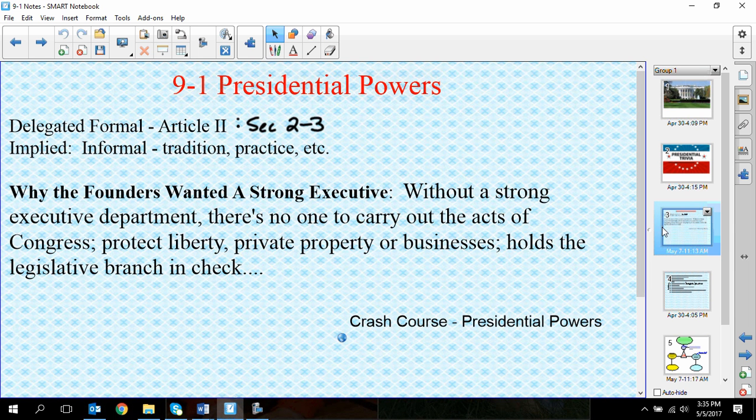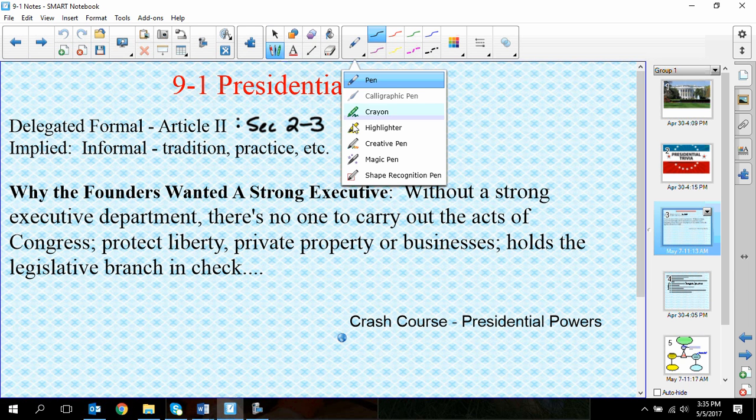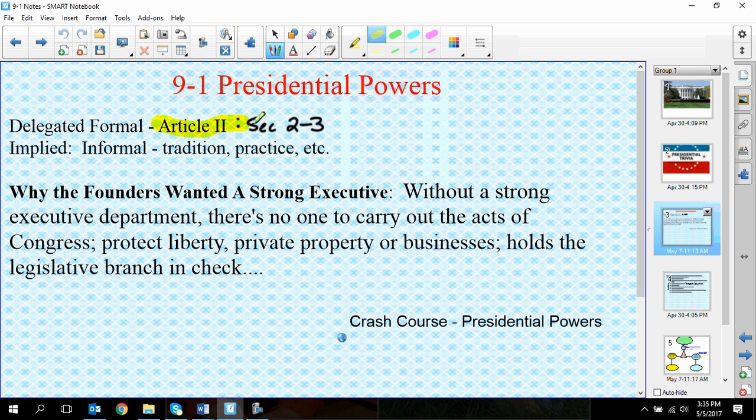And so what we're going to do is take a look at the presidential powers that the Constitution grants the chief executive. These can be found in Article 2, specifically Sections 2 and 3. You can go right to the Constitution and discover what the president is allowed to do and what he's not allowed to do. There's also an implied section.